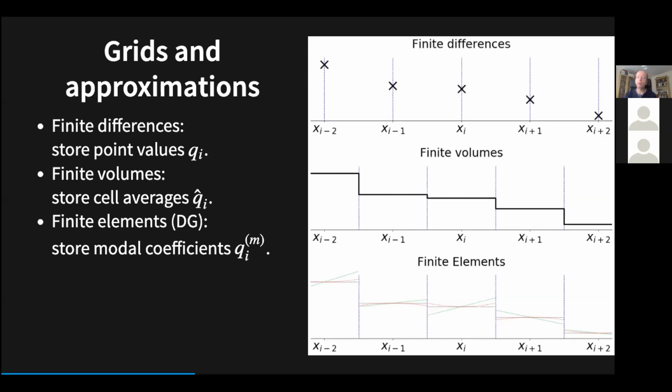The second approach that we might take is to split the domain into individual cells and within each cell to store the average value. So this is the finite volume approach. In this case, we have some information about the solution Q of x at every point in the space-time, the average value near the point.